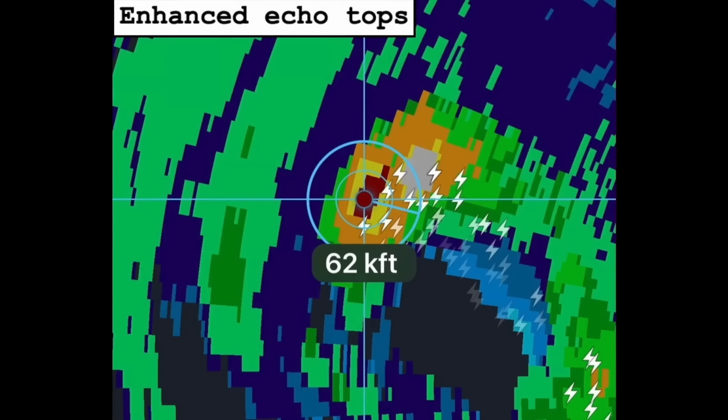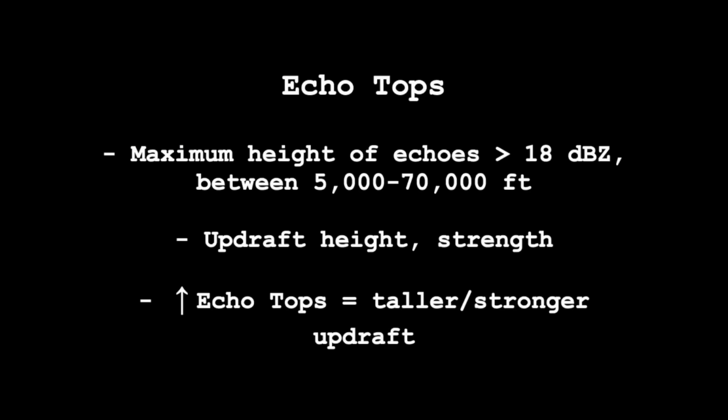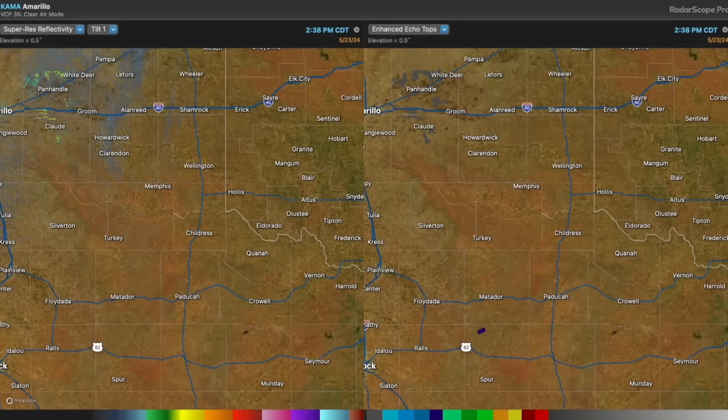For example, the value at the center of the bullseye in this enhanced EchoTops image is 62,000 feet, which means that the radar found the highest level at which there were precipitation echoes greater than 18 dBZ to be 62,000 feet above radar level. The greater the echo top's value is at a given point, the taller and stronger the updraft or storm is. Prior to the point at which precipitation reaches the surface, echo tops can help you identify which updrafts are strongest and may turn into bona fide storms.